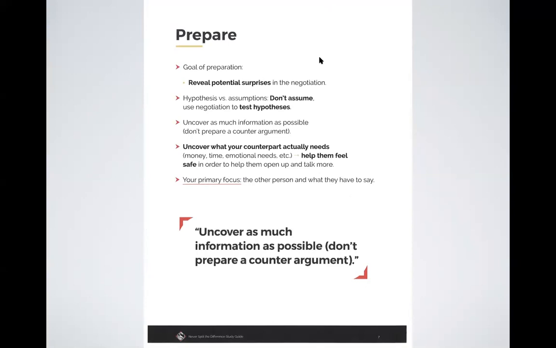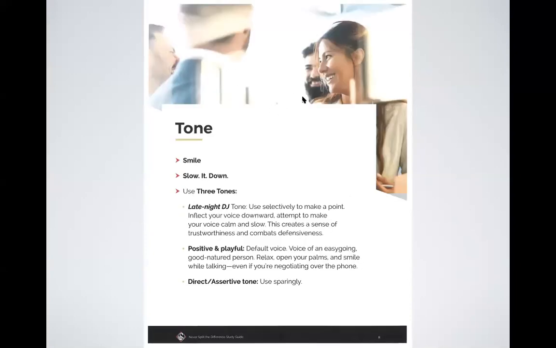Think about those questions that you're asking them. He has a lot in there about smiling, right? The fact that you're more productive, I think it was 31% more productive, when you're in a happy mood versus an angry mood. Michelle talked about slowing it down. And then the 3 tones: late night DJ voice, positive and playful, which is where we spend most of our time. That's where we want to spend most of our time.